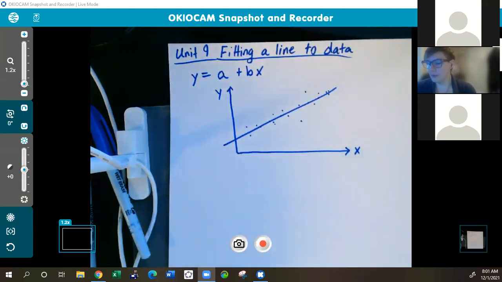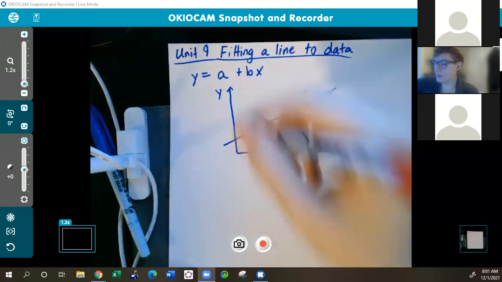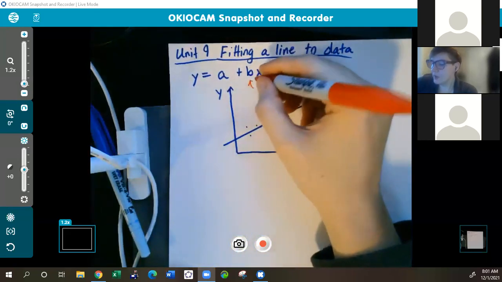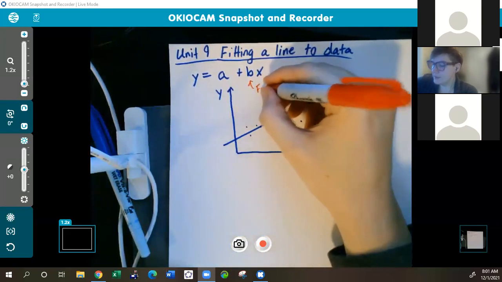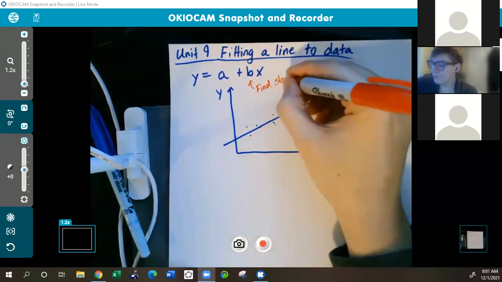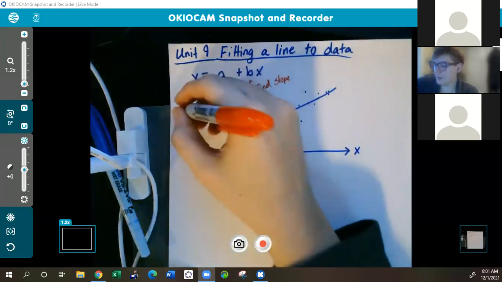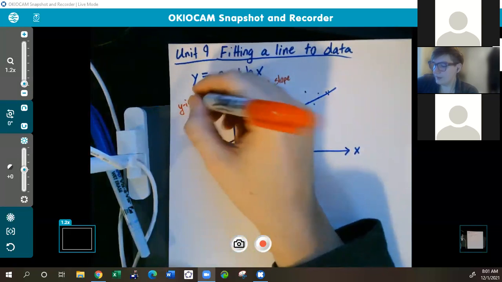And we're going to start with the equation y equals a plus bx. So you probably recognize this. We usually see this as y equals mx plus b. For some reason in statistics, they use an a and a b. Don't ask me why, but they do. When we're looking at writing the equation of a line, we have to find two things. We have to find b, which is the slope. And we also have to find a, which is our y-intercept.